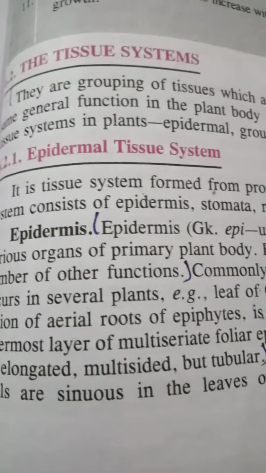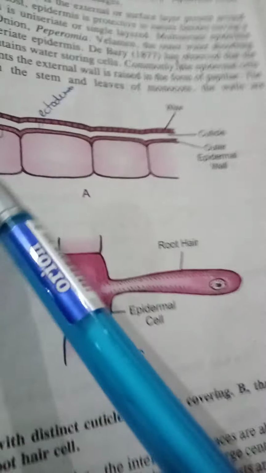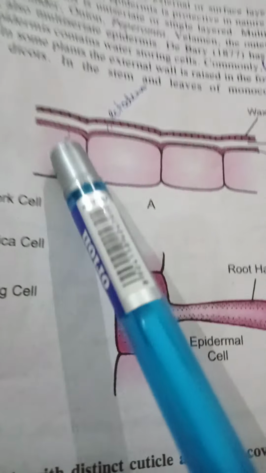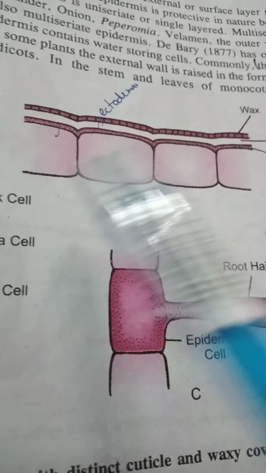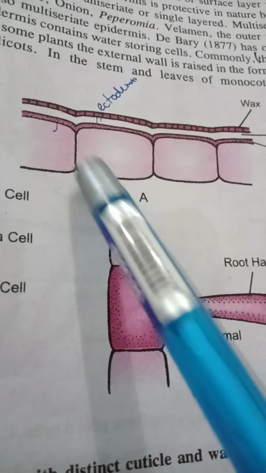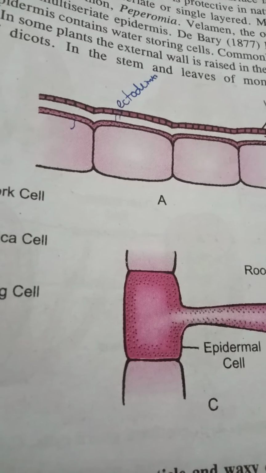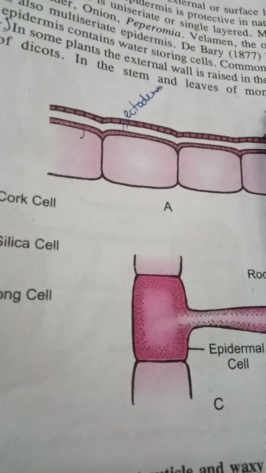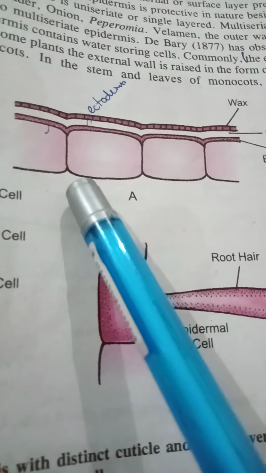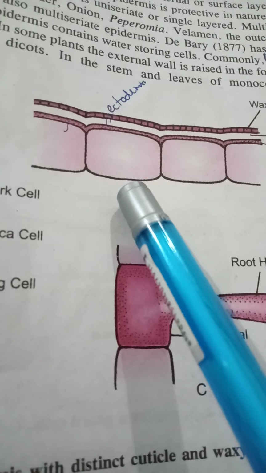So first of all, let us go through the epidermal tissue system. As you can see, it is the outer layer of the plant body, formed of almost rectangular cells. These are unicellular cells and they normally form a single layer. So these tissues are called the epidermal tissue system.